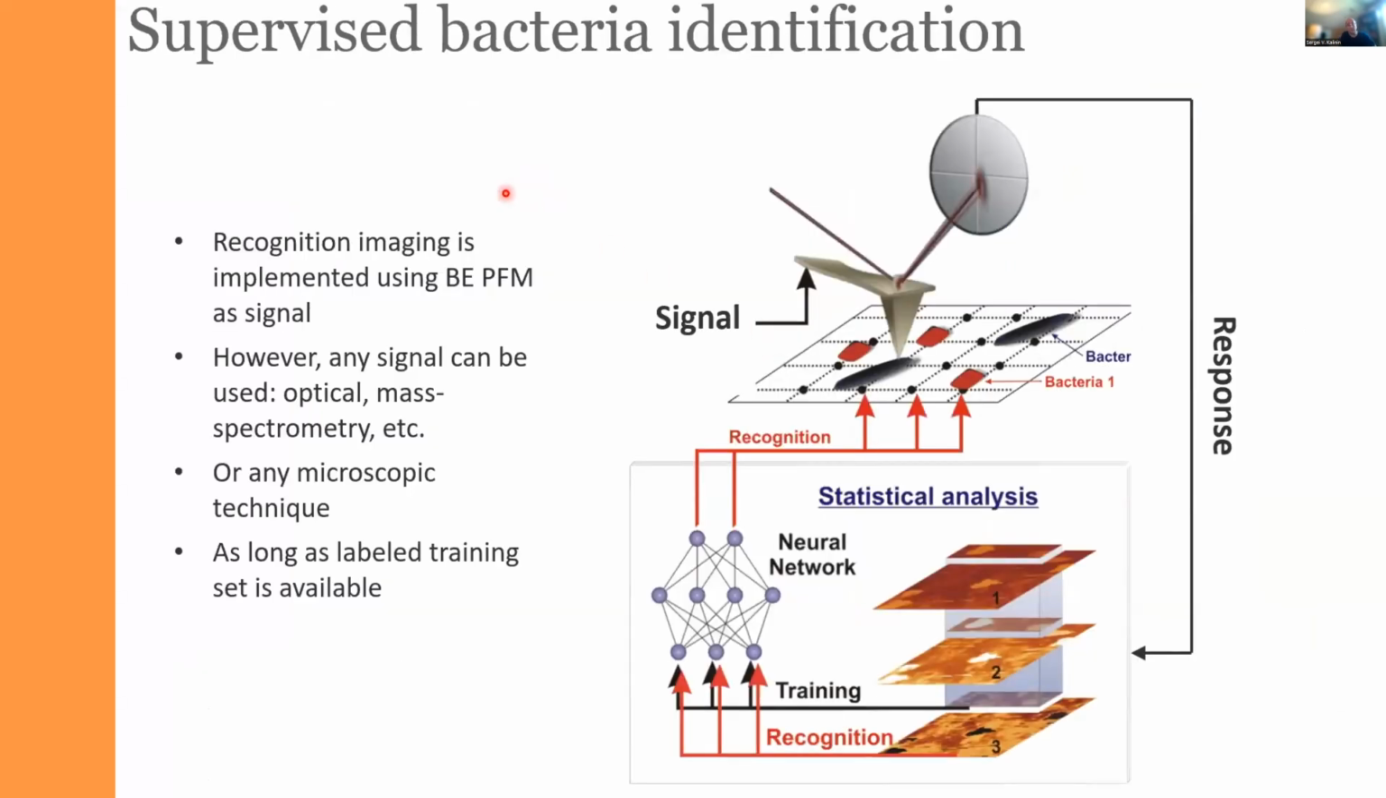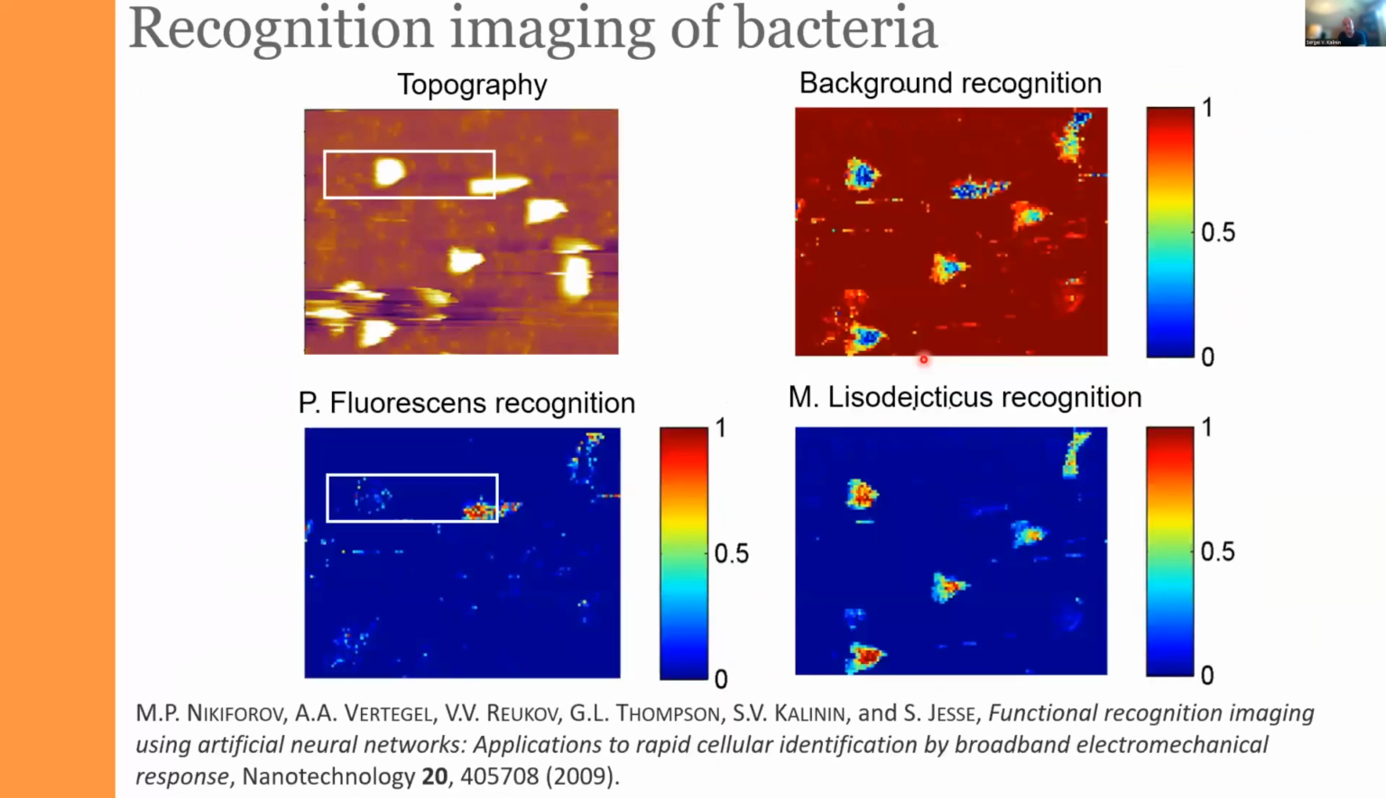And this is the case where neural networks actually give us the solution. All we have to do is take our signal, pre-process it using principal component analysis, send it to the neural network, and use the neural network to predict the class of the bacteria. And this is an example of how it worked.